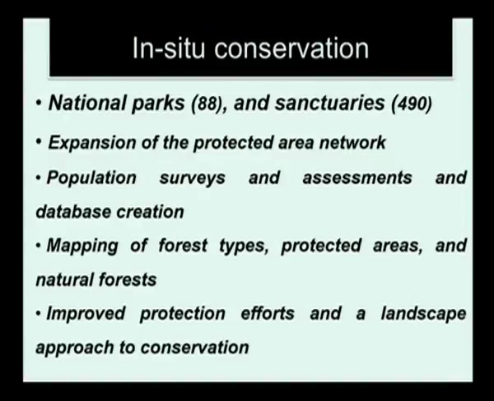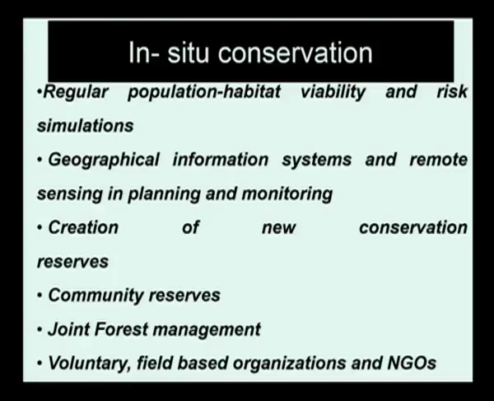Moving on to in situ conservation, we have around 88 national parks and 490 wildlife sanctuaries. There's an expansion of the protected area network, population surveys and assessment and database creation, mapping of forest types, protected areas and natural forests, improved protection efforts and a landscape approach to conservation. There should be a regular population habitat viability and risk simulation check, geographical information systems and remote sensing in planning and monitoring, creation of new conservation reserves, community reserves, joint forest management, voluntary field-based organizations and NGOs.